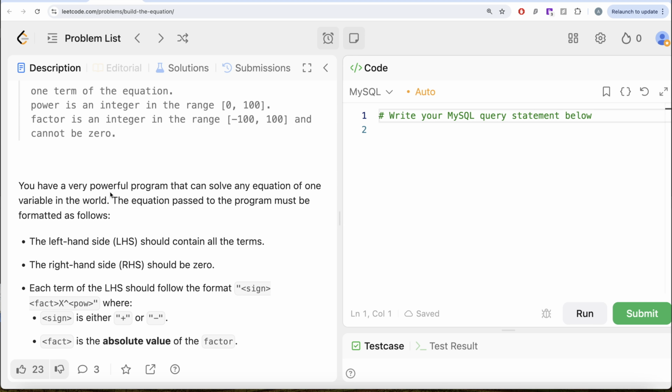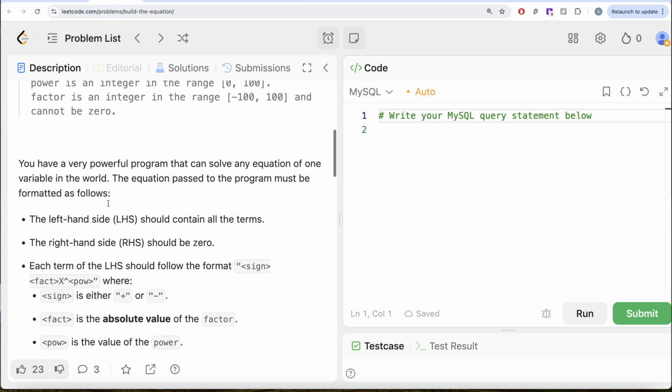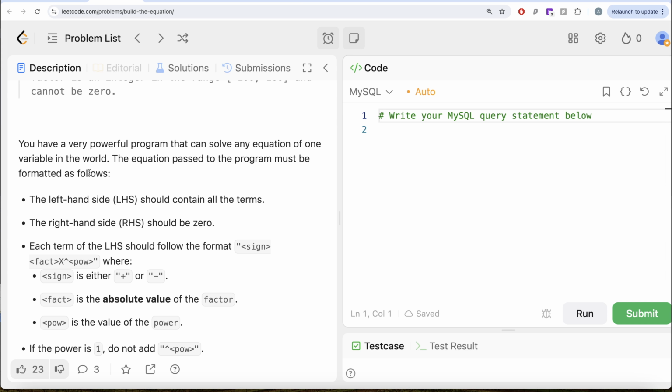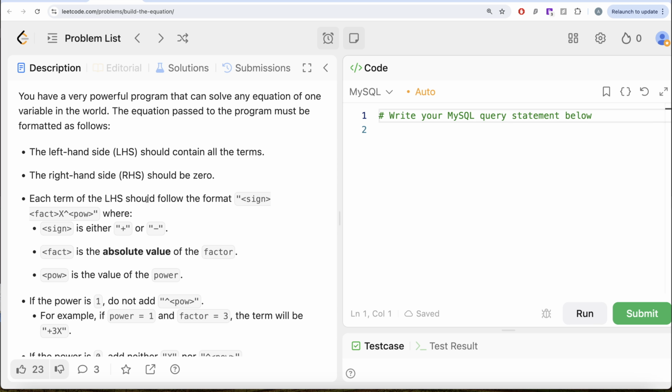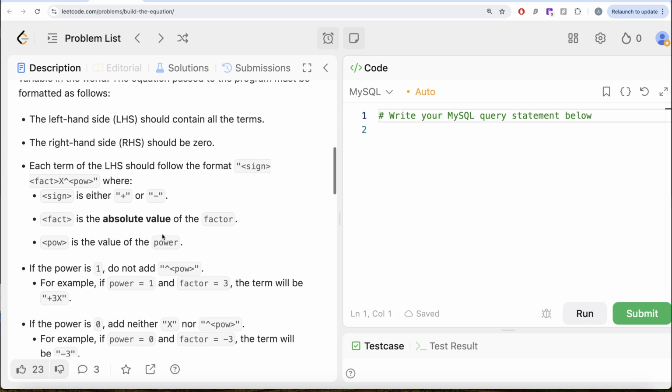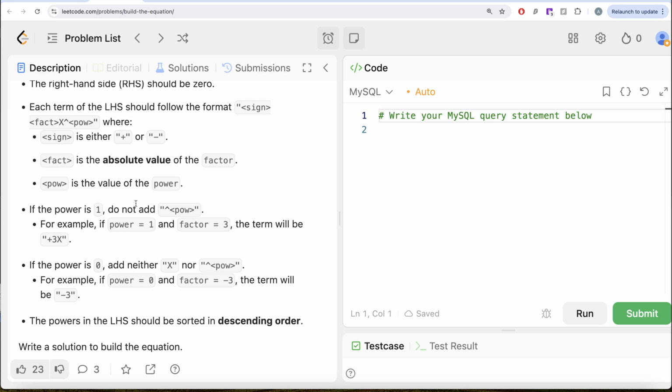You have a very powerful program that can solve any equation of one variable in the world. The equation passed to the program must be formatted as follows. The left hand side should contain all the terms. The right hand side should be 0. Each term of the left hand side should follow the format sign, fact, x and the symbol and then the power, where sign is either plus or minus, fact is the absolute value of the factor, power is the value of power. If the power is 1, do not add power.